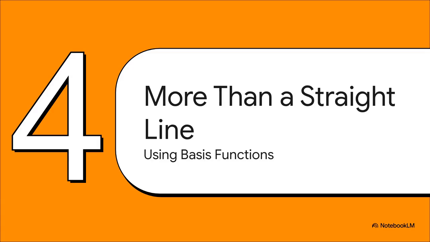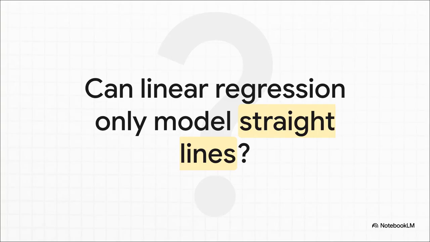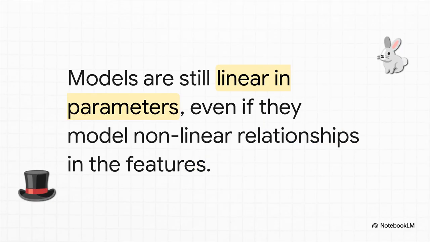Okay, so we figured out how to find the best line, and even how to protect it from outliers. But what if the real pattern in our data isn't a straight line at all? Well, this brings us to a very, very cool trick. This is probably the most common question I get. I mean, it's called linear regression, so it must only be for linear straight-line relationships, right? Nope. And this is the secret that makes linear regression so incredibly flexible.